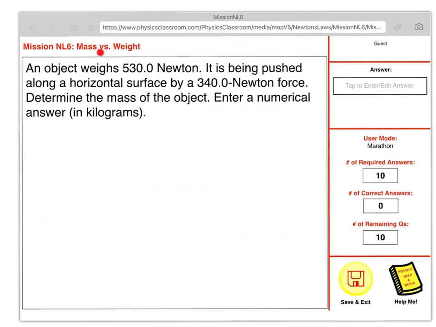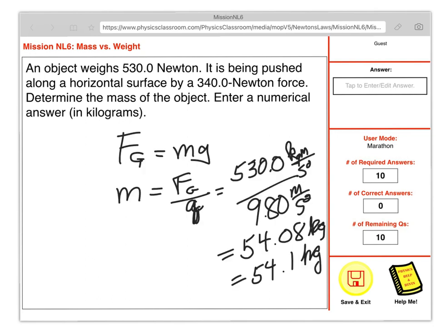Okay, mass versus weight. Mass is measured in kilograms, and it's just that, mass, inertia. Weight is the force of gravity on an object. So weight is a force and it has units of newtons. So these questions will try to trick you into confusing the two. So answer this question and come back.